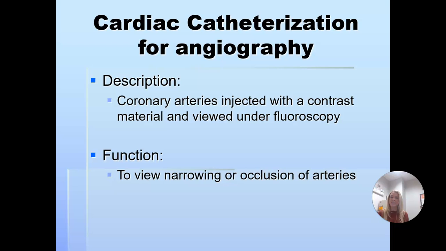So cardiac catheterization or angiography, this is when the coronary arteries are injected with a contrast dye and then they're viewed under fluoroscopy. This is used primarily to detect occlusion or blockage of the coronary arteries. So again, this is a major cause of heart attacks or myocardial infarction if the heart muscle itself is not getting enough blood supply. So the angiography is basically getting a view of those vessels to be able to tell if the heart is getting enough blood supply. It's usually done more on the left side of the heart. And again, we're just looking for blood supply.